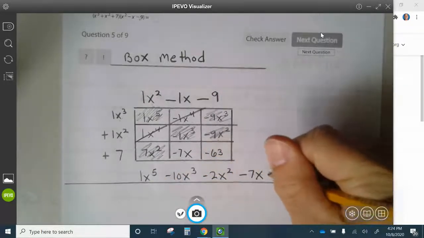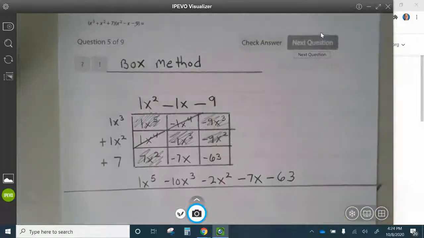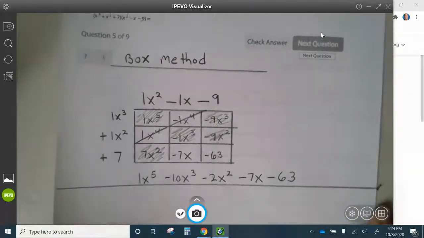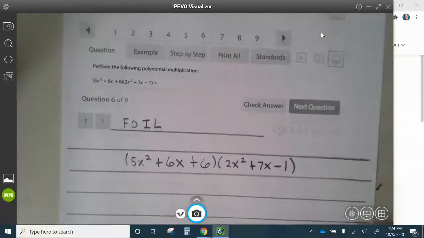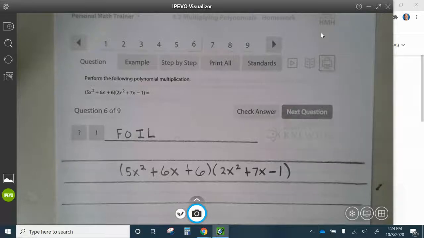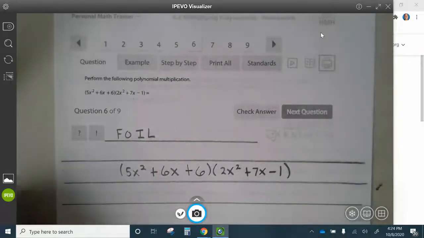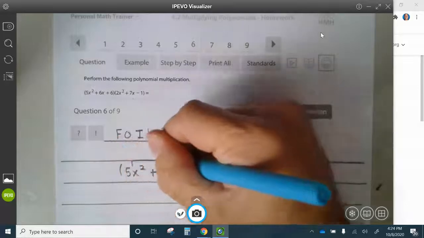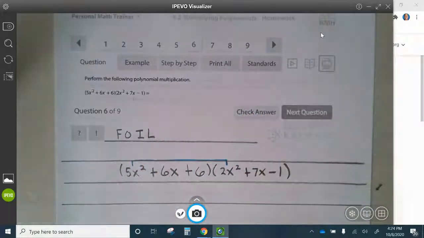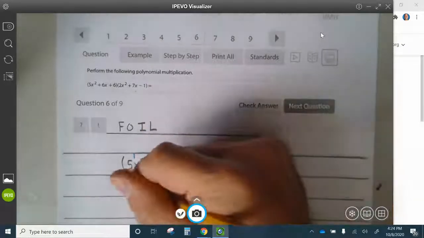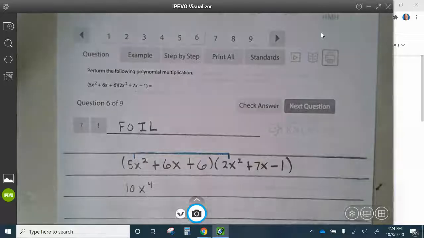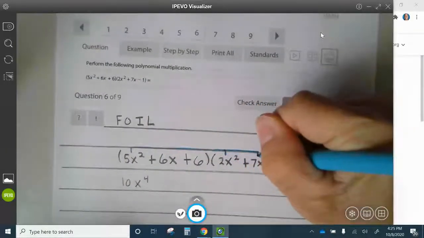All right, now let's take a look at question number 6. And this one we're going to use FOIL. So we're going to multiply this times this. So that's 5 times 2 is 10. X squared times x squared is x to the 4th. Now I'm going to multiply this times this. So 5 times 7 is plus 35x cubed, because that's the power of 1.